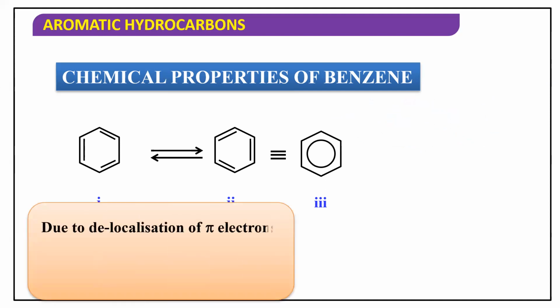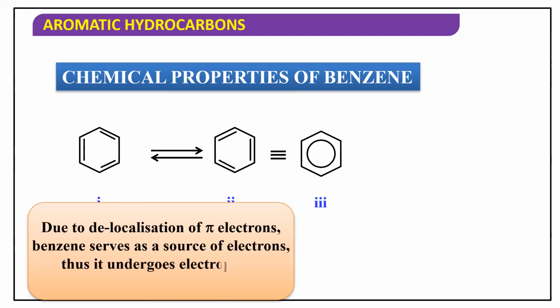Due to delocalization of pi electrons, benzene serves as a source of electrons, and thus it undergoes electrophilic substitution reactions. We will study this better when we look at electrophilic substitution sometime in this class. But right now you need to understand that when you compare addition to substitution, benzene prefers to undergo electrophilic substitution rather than addition, even though benzene is unsaturated. This is primarily because the pi bonds are not fixed in their positions. They keep shifting from one place to the other.